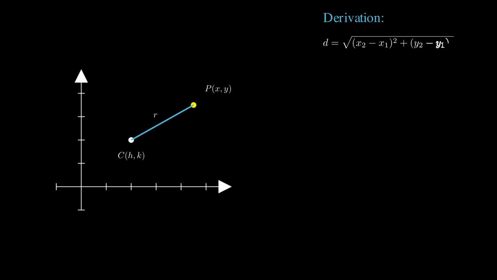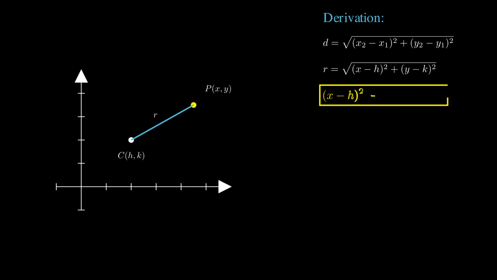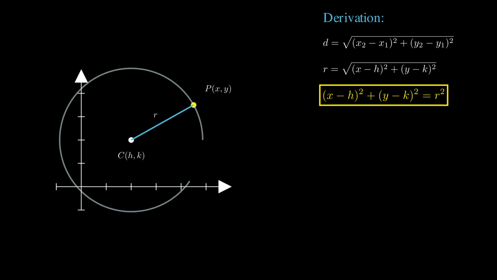Recall the distance formula from coordinate geometry. By substituting our points into this formula, we see that r equals the square root of (x minus h) whole squared plus (y minus k) whole squared. Squaring both sides gives us the standard form of the circle equation.